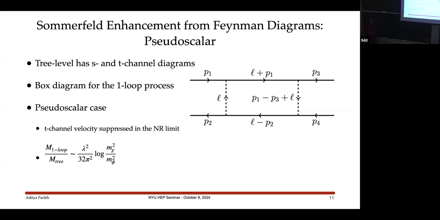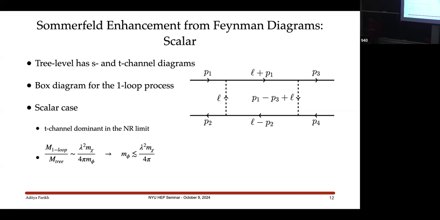For the pseudoscalar case, when you take this ratio, it basically scales like a log of the mass ratio, and so in general you are not going to have to worry about doing any of this resummation. Whereas if you do the same analysis for the scalar case and you take the ratio, in a non-relativistic limit the T-channel process at tree level is the dominant one, and you find that it's relevant when m phi is less than alpha m pi. This tells you that when the range of your potential is longer than roughly the Compton wavelength, the Bohr radius of the interaction, you need to worry about this. This is one of the familiar conditions often stated in the literature for when you have to worry about including Sommerfeld enhancement or not.